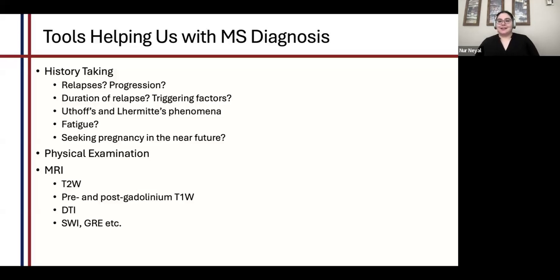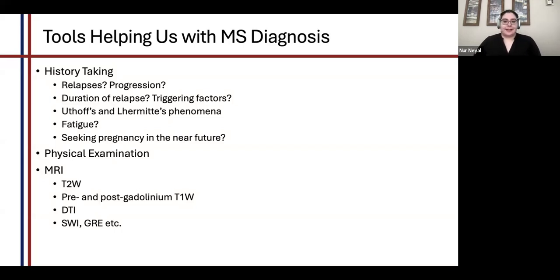And like I said, these are usually signs of the central nervous system being overactivated or overheated. So they're very specific to demyelinating disease, and they can help us with the diagnosis. Like I said in the past slide, fatigue is almost always there, and it is usually debilitating for many patients.